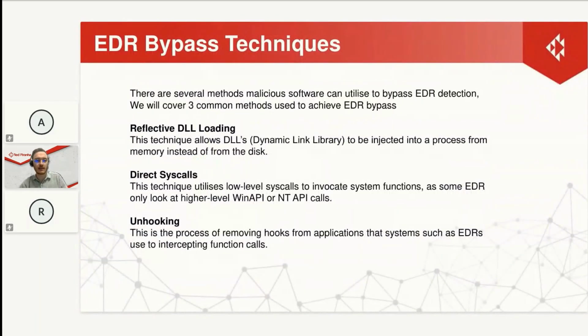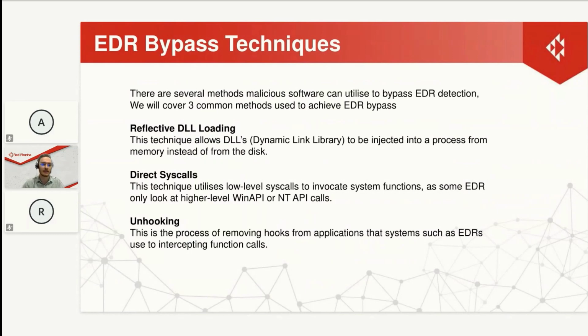So when it comes to EDR bypass techniques, there are quite a few out there. I will just be covering 3 common methods used by threat actors to achieve EDR bypass. So that is endpoint detection. The first one that they usually use is reflective DLL loading, which allows malicious DLL files to be injected into a process from the memory instead of from the disk. This reduces the artifacts caused by loading this DLL, as well as evading the EDR, as checking memory is quite difficult as well.